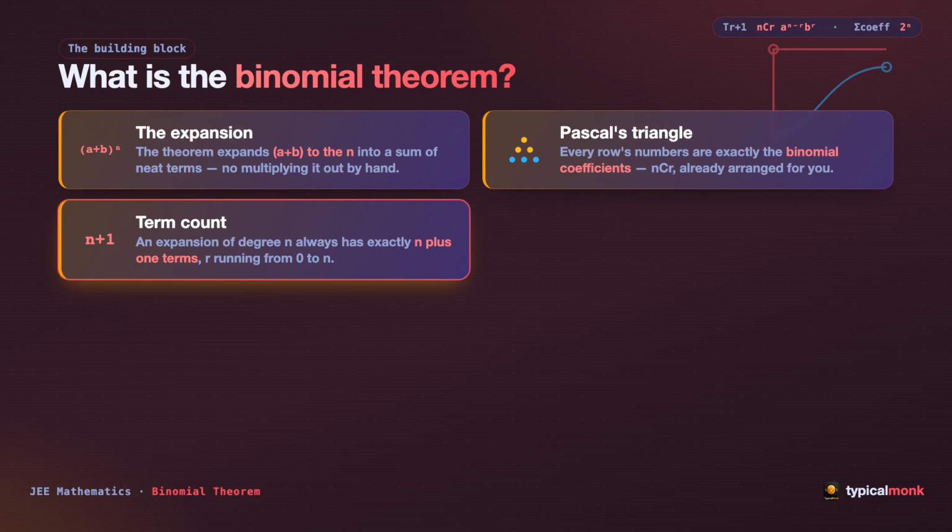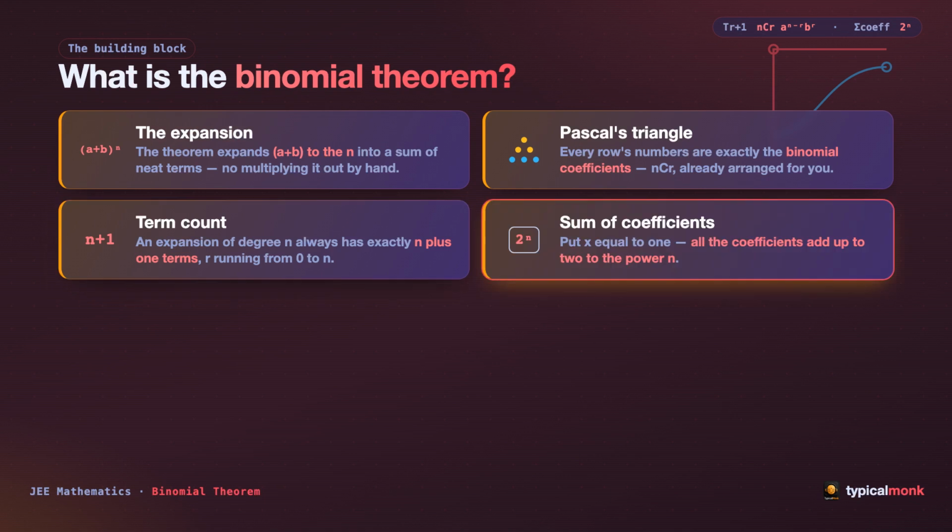Here is a fact worth sitting with. An expansion of degree n always has exactly n + 1 terms, because r runs from 0 all the way to n, and every value of r gives one term. And one more line G loves. Put x equal to 1, and every coefficient in the expansion simply adds up, giving 2^n. Hold onto that, it returns constantly.